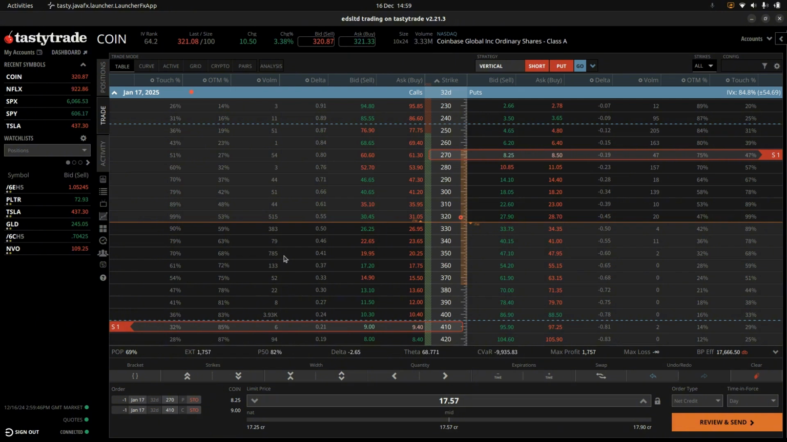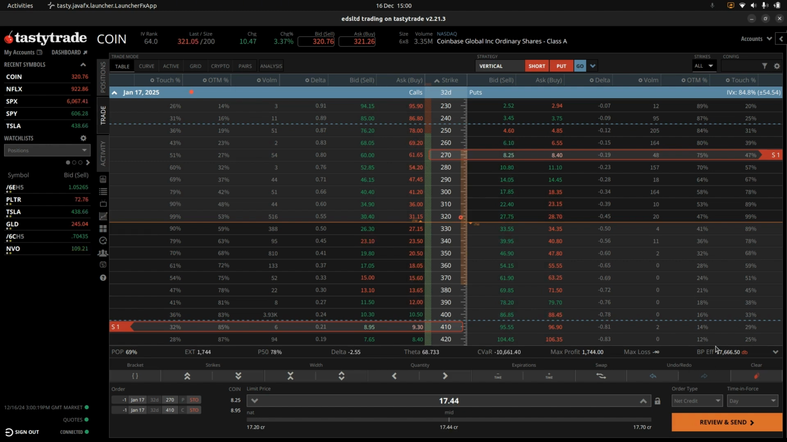Now, let's look at the numbers a little bit more. So we would collect $17.57 upfront per share. Each contract controls 100 shares. So that's $1,745. This is constantly moving as the price is moving. But we would collect $1,745 in premium upfront. Okay, our broker would require just under $18,000 in buying power to be able to open this position.